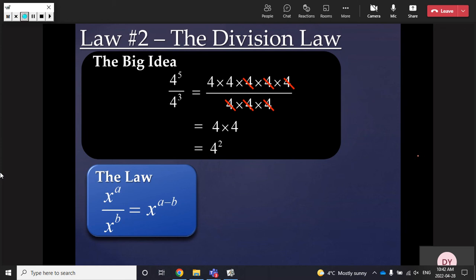Now, I have to add this in here, and it's not anything you're going to have to worry about, but I have to add it in for me as the teacher, and it's this thing right here. This law is not true if the base value x is 0.